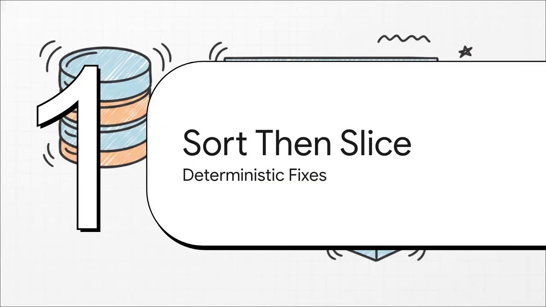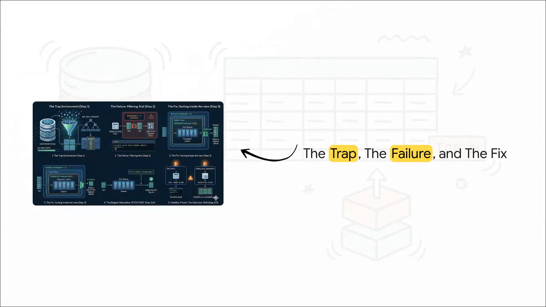Section 4. Sort, then slice solutions. All right, now that the mystery of the ghost in the machine is thoroughly solved and we actually understand the mechanics, it's time for the ultimate relief, the deterministic solutions you can implement today. Let's visually reinforce the journey we've taken using this flow showing the trap, the failure, and finally the fix.